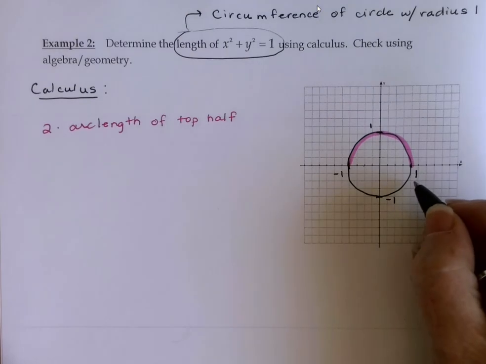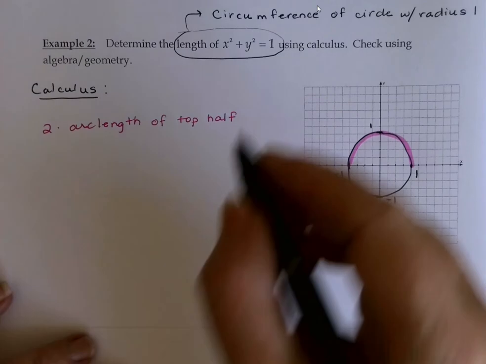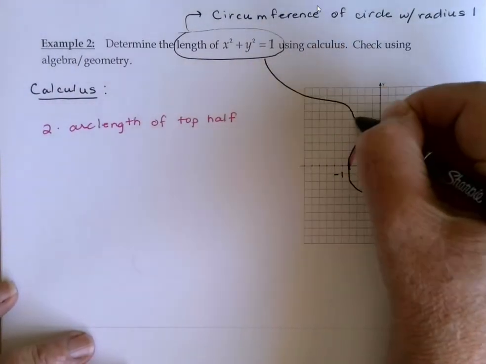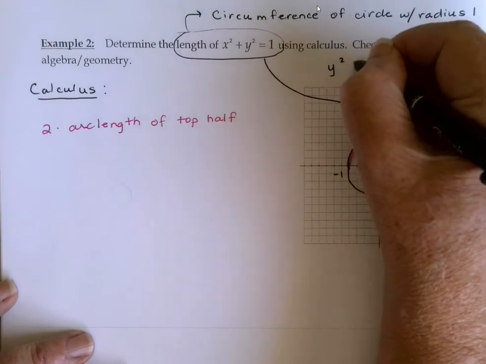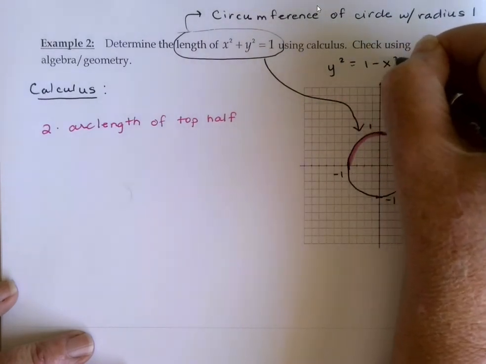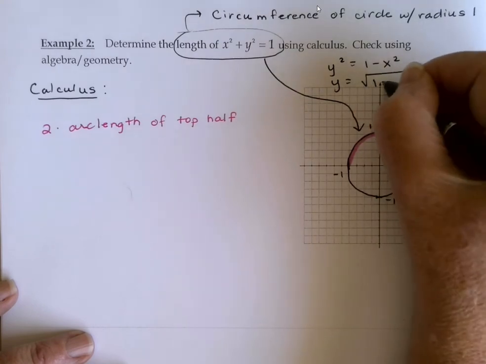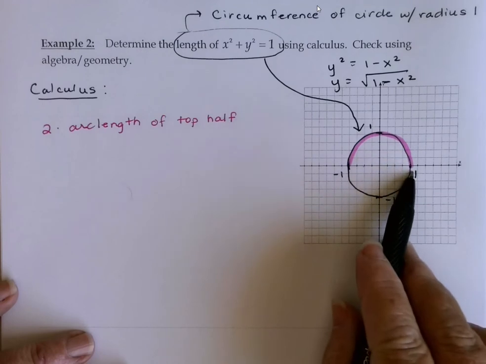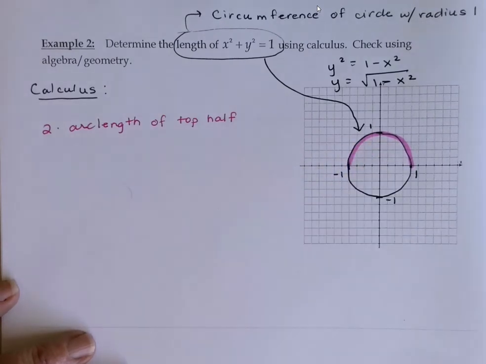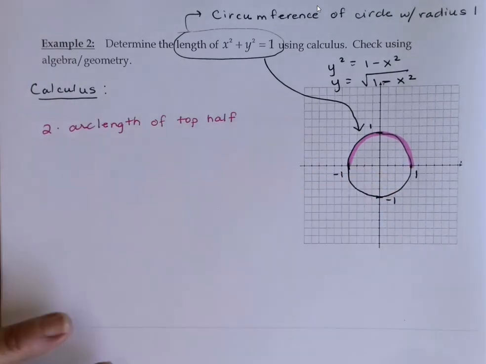What that allows me to do is I do have to have my equation solved for y as a function of x. So I'm going to go ahead and do that. I'm going to say that equation is going to become y squared equals 1 minus x squared. So y would be the square root of 1 minus x squared. Notice I'm taking the positive square root because I only did the top half, where the y values are positive numbers. The negative square root would have given me the bottom half.